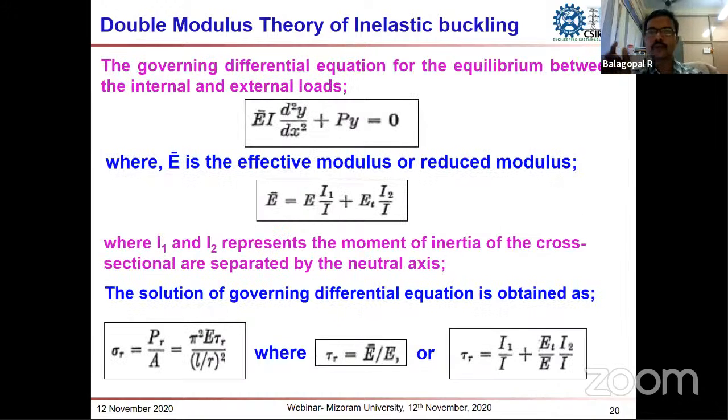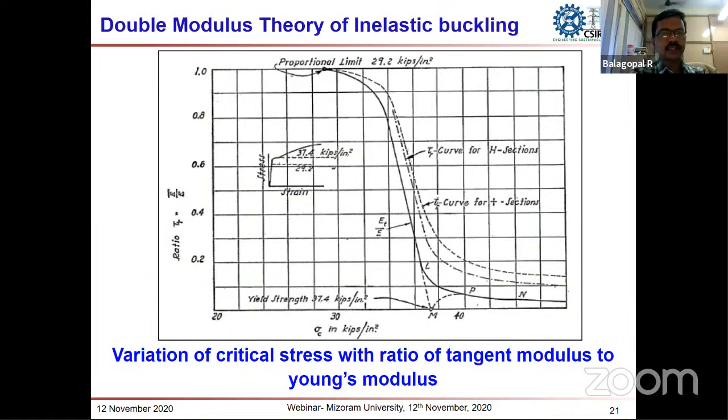For that, they have coined two terms called I2 and I1. They are the moments of inertia of the cross section, separated by the neutral axis. And this is the governing differential equation for how to compute buckling as per the double modulus theory. Next, this is the double modulus theory equation representation.